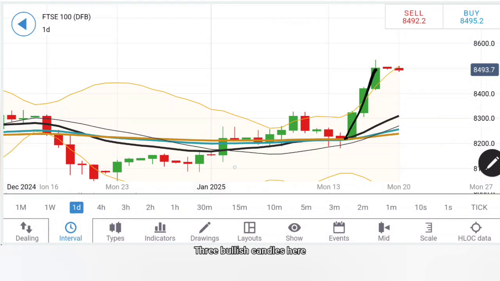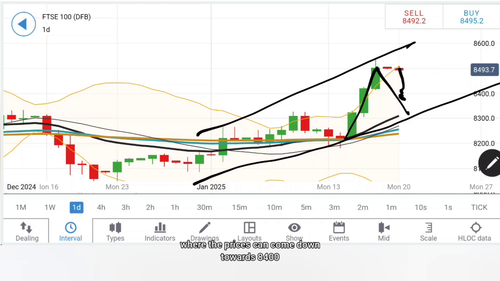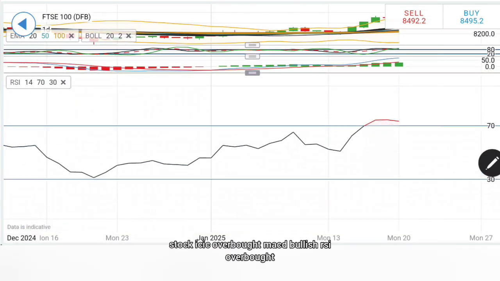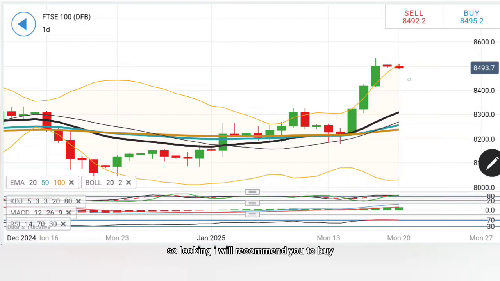Else, what is happening? 3 bullish candles here. Possibly it may begin with a little retracement here, where the prices can come down towards 8400, 8300 zone as well. Stochastic overbought, MACD bullish, RSI overbought. So looking at this, I will recommend you to buy.